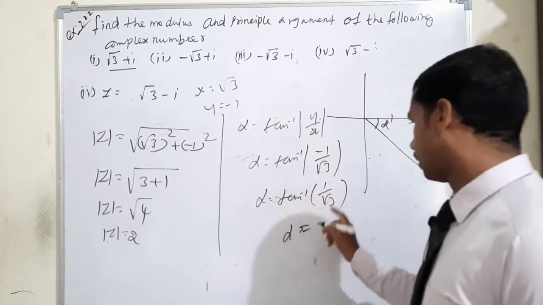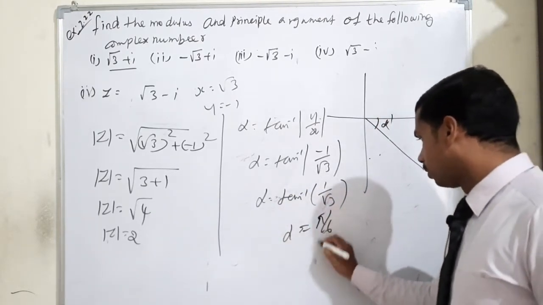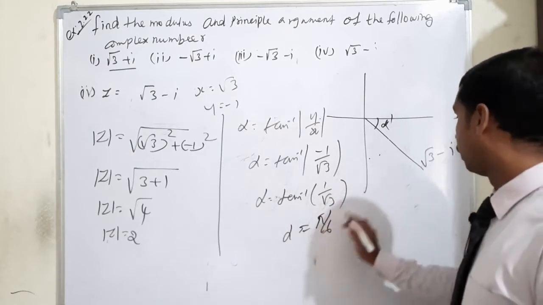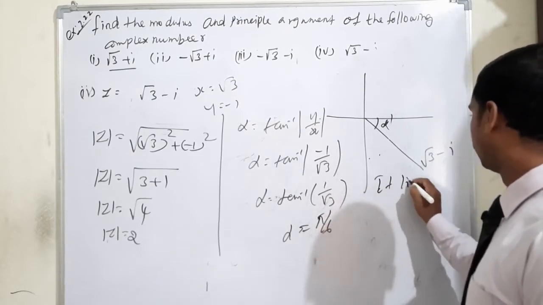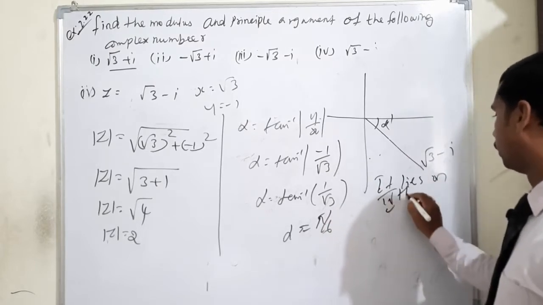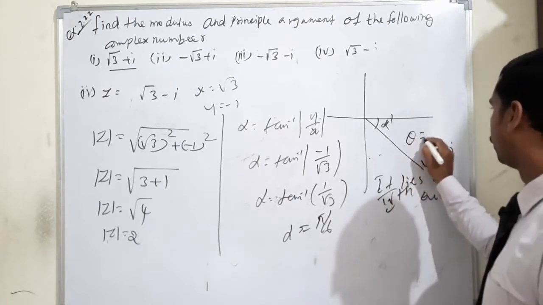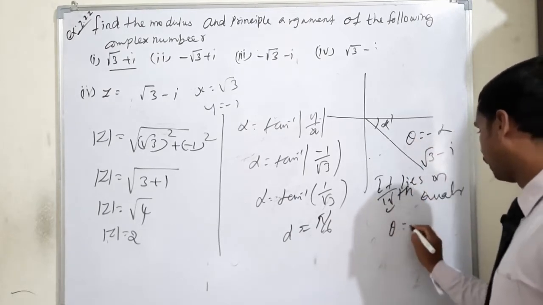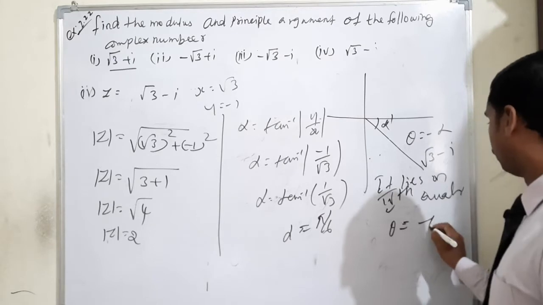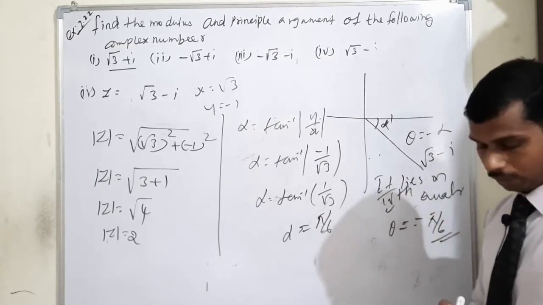Definitely we can say this is also 30 degrees. 30 degrees means pi by 6, isn't it? So which quadrant does it lie on? Fourth quadrant, isn't it? It lies on the fourth quadrant. For the fourth quadrant, you already know theta is equal to minus alpha. Therefore, we can directly write theta is equal to minus pi by 6. This is the subdivision 4 answer, isn't it?